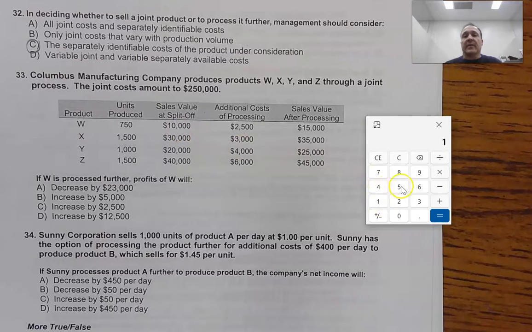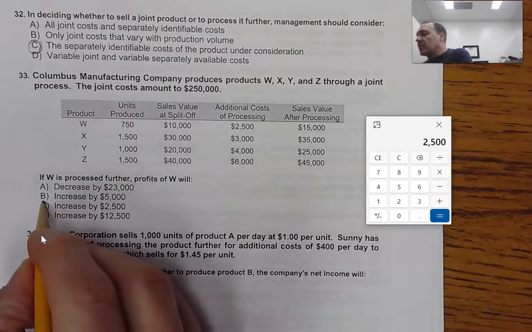Where did I get that? $15,000 is our sales value after processing, which, listen, if we can't get additional sales revenue, there's no reason to do more work, right? We're going to subtract out the $10,000 that we would have gotten anyway at the split off point, and that gives us $5,000. But it cost us $2,500 to get there, so we also have to subtract out the $2,500, and that's going to give us $2,500, and that's going to be an increase, and $2,500 is the only answer choice. So C is our answer.